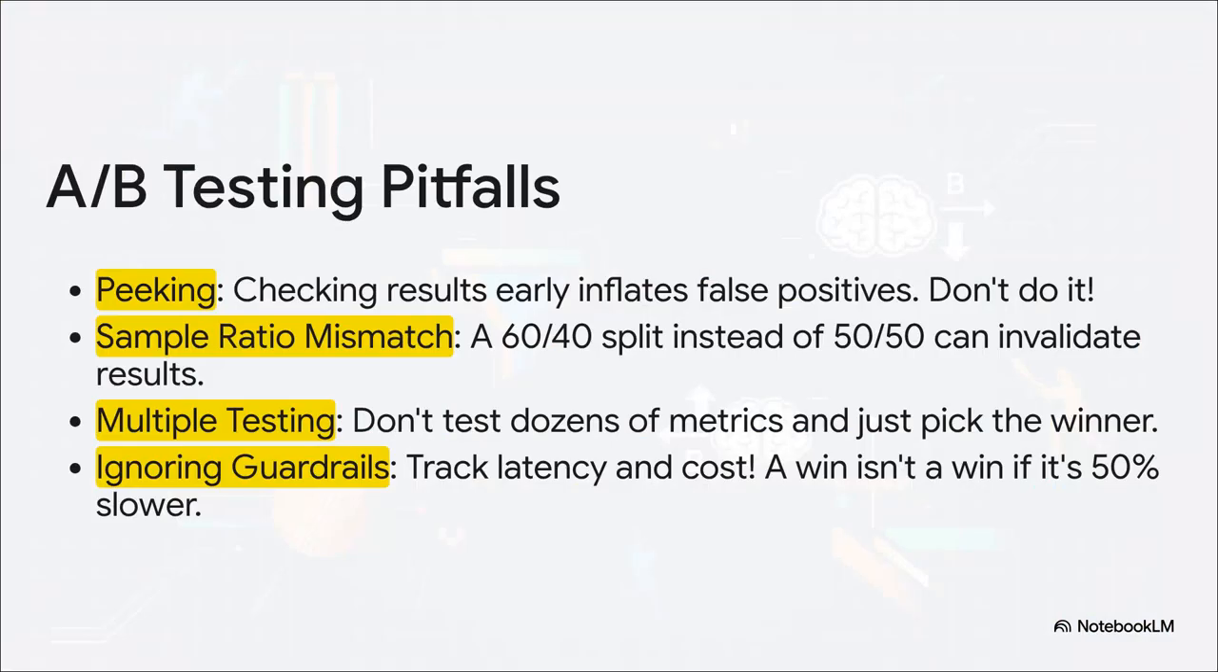But hold on, before you declare victory and ship it, you have to be aware of these super common traps that can completely sink your results. The biggest one is peeking, checking your dashboard every hour. Just don't do it. It massively increases your risk of a false positive. And also, keep an eye on your guardrail metrics. Sure, your new prompt might be more helpful, but if it's also 50% slower or costs twice as much to run, that's not really a win, is it?